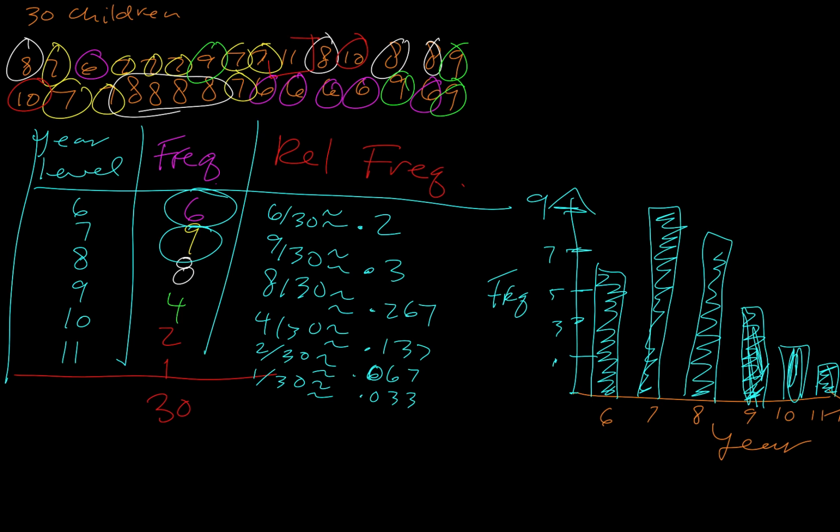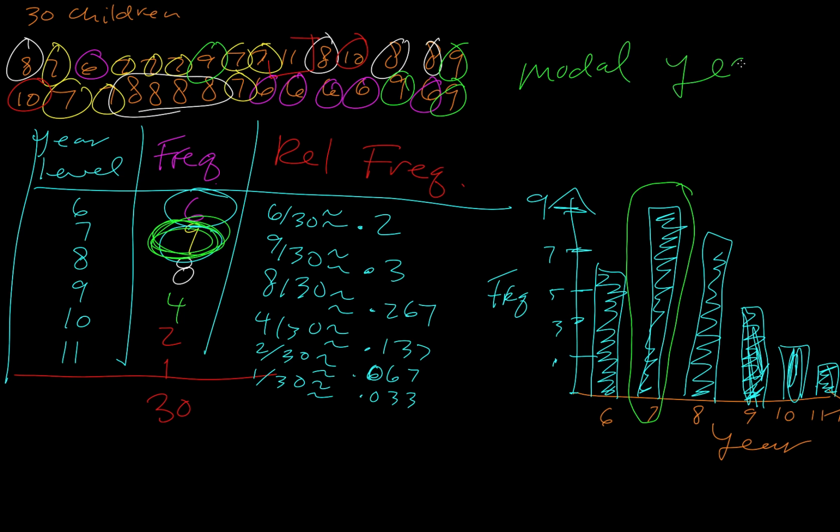So all that means is we go to the frequency. We can look on the table or on the graph. So on the graph we see that 7 is the tallest. Over here we see that 7 gives us the biggest number, and so the modal year is 7. Okay, part D. Describe the shape of the distribution. Are there any outliers?